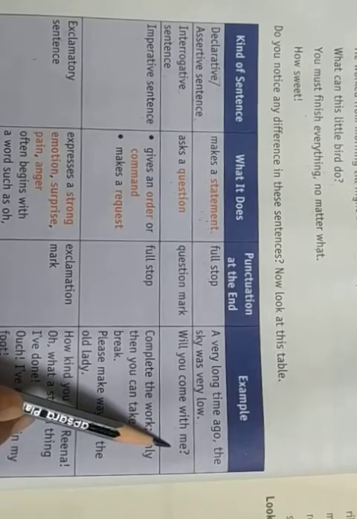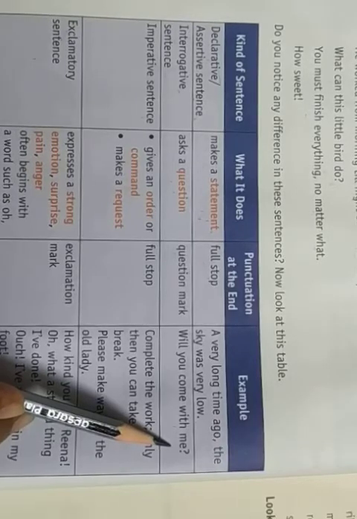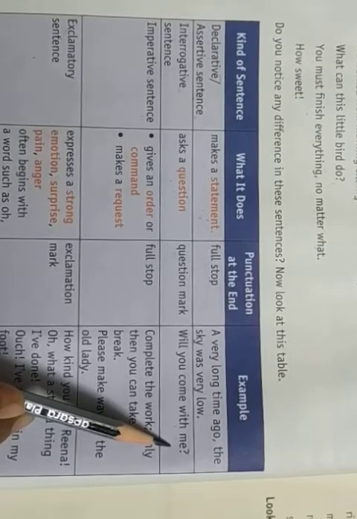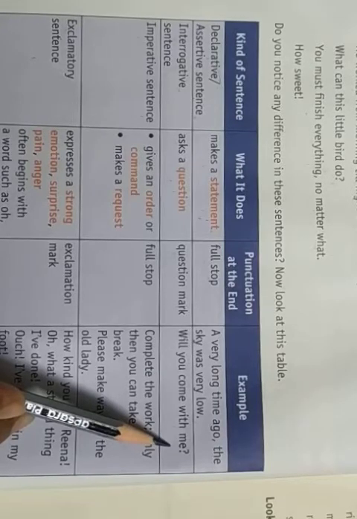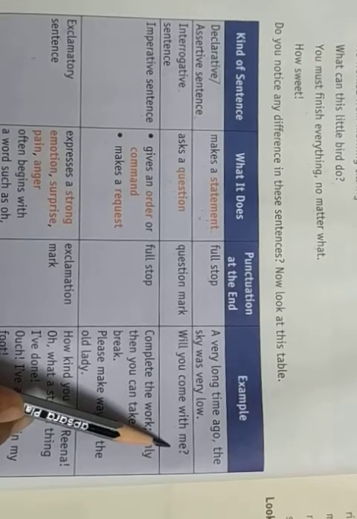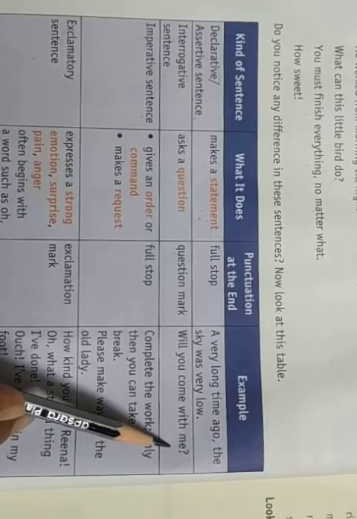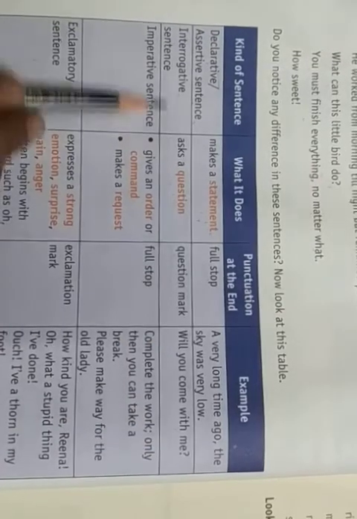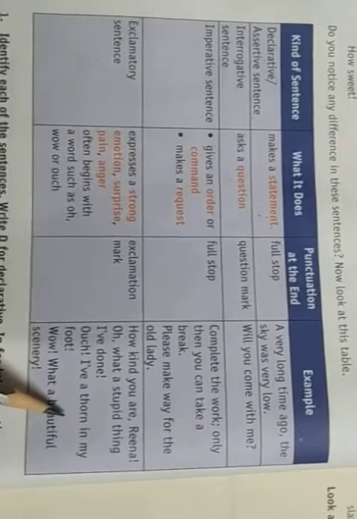Shall I go there? Will you come with me? May I take this? What is your name? Where do you go? What do I do? How much? Who is this? These are interrogative sentences, WH questions.